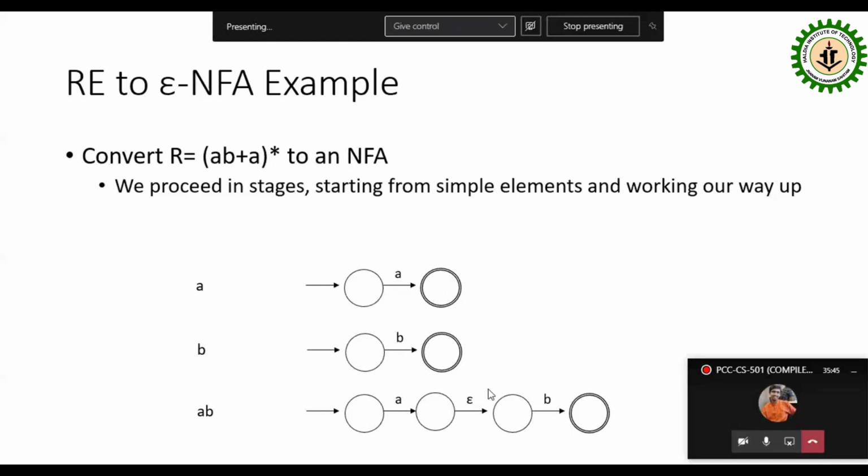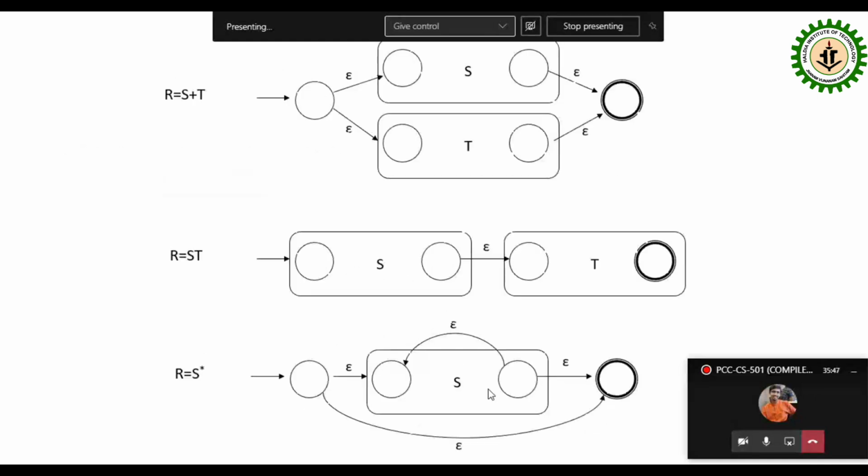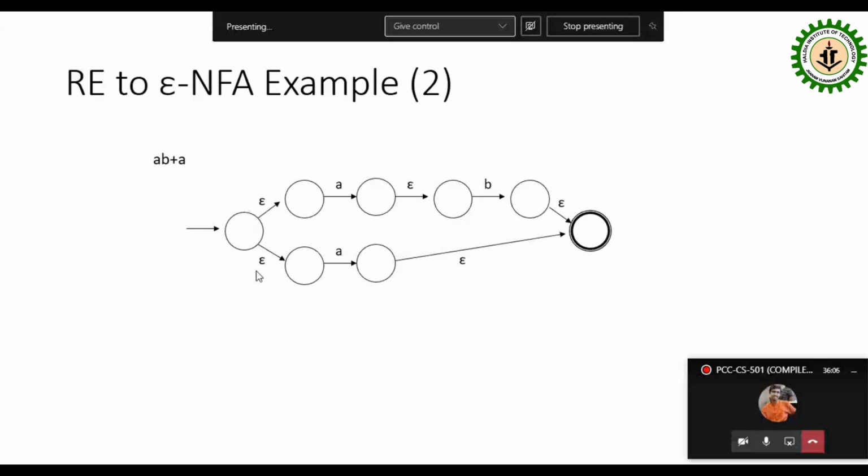This is the AB. Now to find plus A, one extra epsilon is connected. Here you can see the starting node. For epsilon value you are reaching the start node of S, and for epsilon value you are reaching the start node of T. So here you also do it the same way: from the start node for epsilon you reach the first node of AB, and for epsilon you reach the first node of A, and for epsilon you reach the last node. All right, so that is for AB plus A.